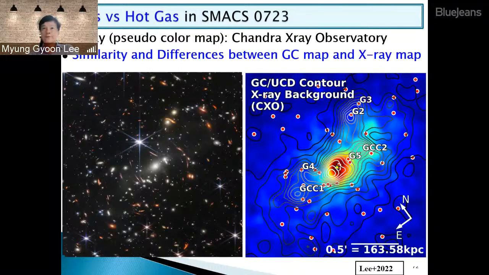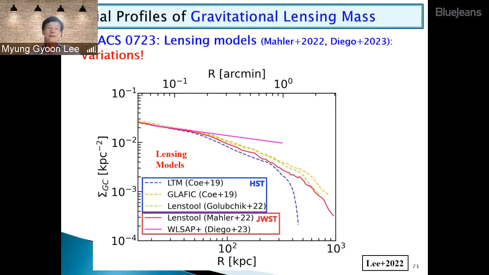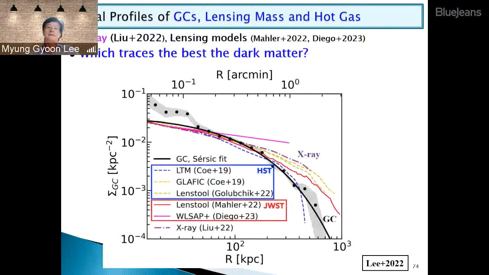They show some differences. You can compare the radial profiles of mass from the gravitational lensing map. These various lines show various models. So there are some discrepancies among models. So if you compare X-ray, also GCs, the GC black line, in the inner part they are very similar, but in the outer part they show some differences. But at this moment, we don't know which is right.